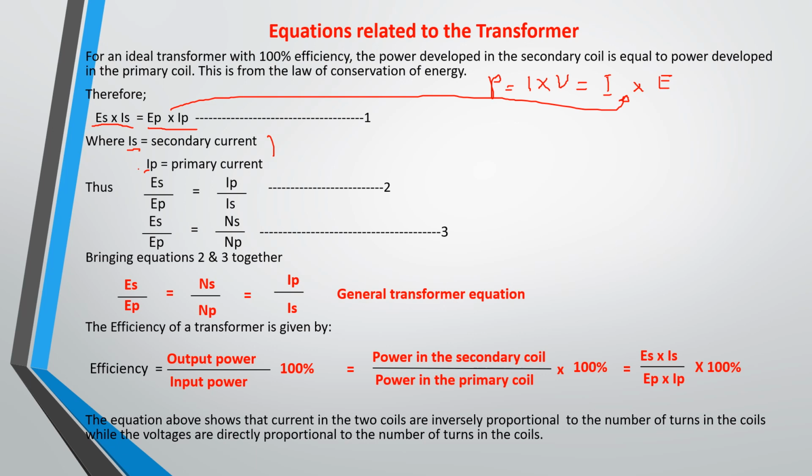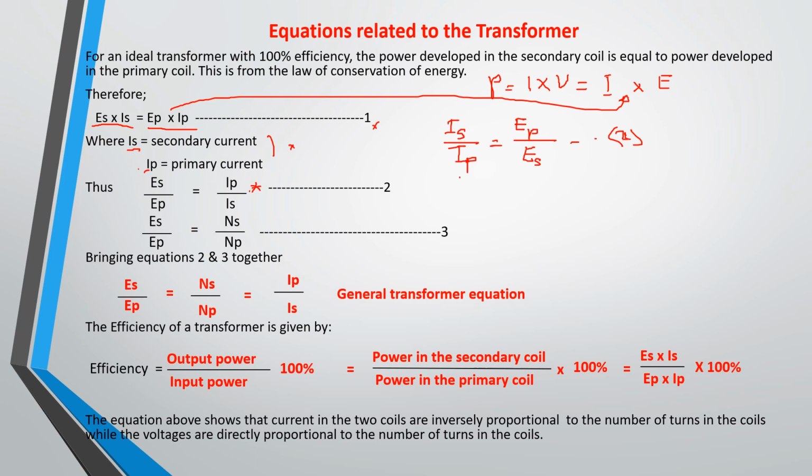If you understand that, this equation, that is equation 1, you can rewrite it to have this all over that, which is equal to EP all over ES. So as the case may be, this is the same thing as what we have as equation 2.